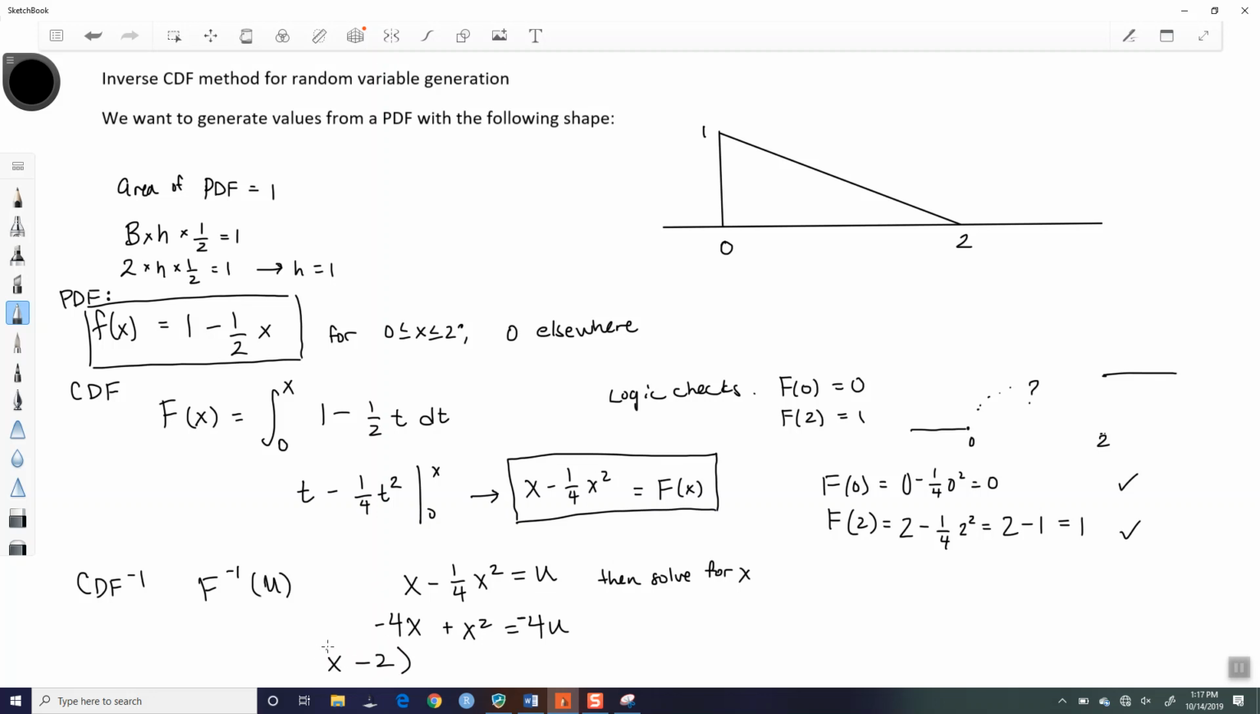So I'm going to do x minus 2 times x minus 2, okay? And this is equivalent to x squared minus 4x plus 4, right? So I've effectively added 4 to both sides, okay? So I'm basically doing a plus 4 here, and I have to do a plus 4 here, okay? And so x minus 2 quantity squared is going to be 4 minus 4u.